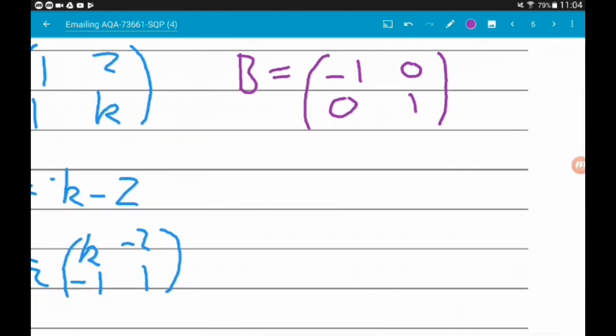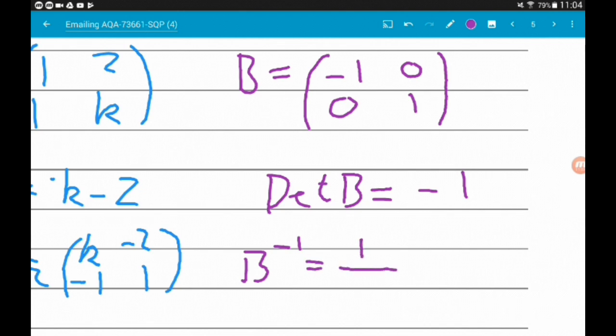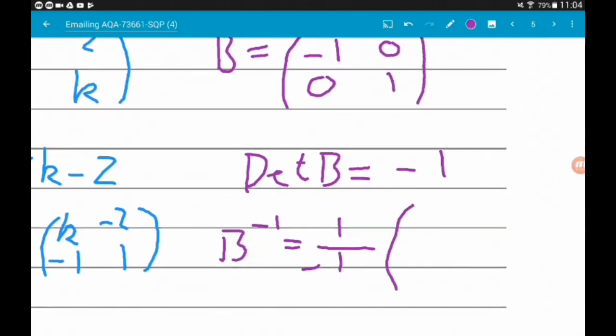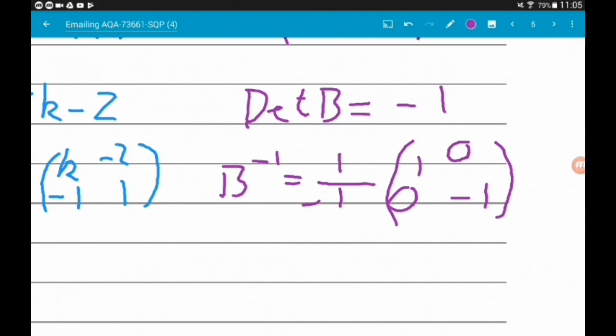For B, well, the determinant is -1 times 1 minus 0 times 0. So that is -1. So B inverse is 1 over -1 times, well, the 1 and the -1 swap places, and then nothing really happens with the zeros. So that is our B inverse.